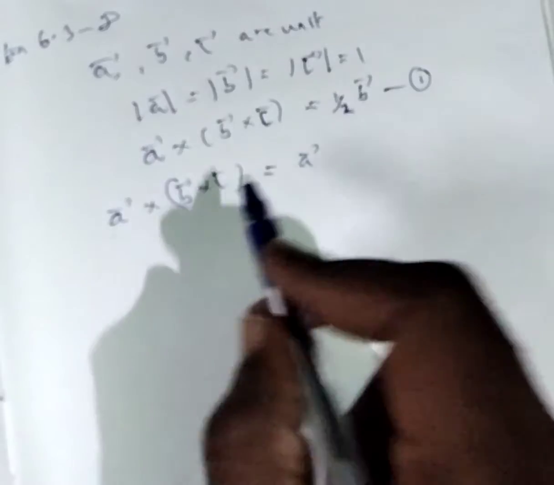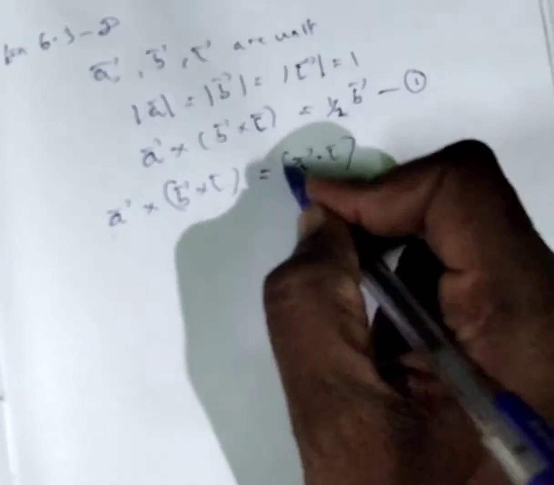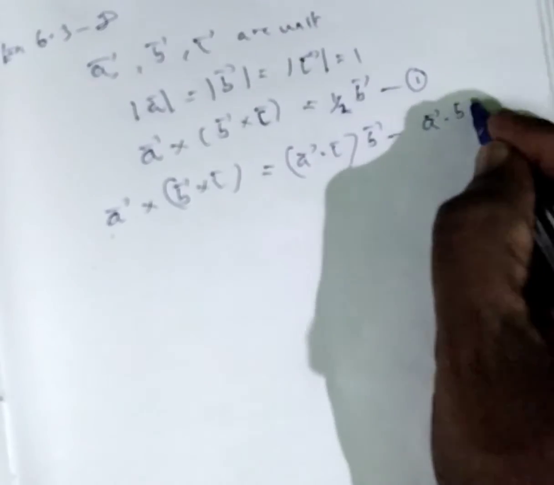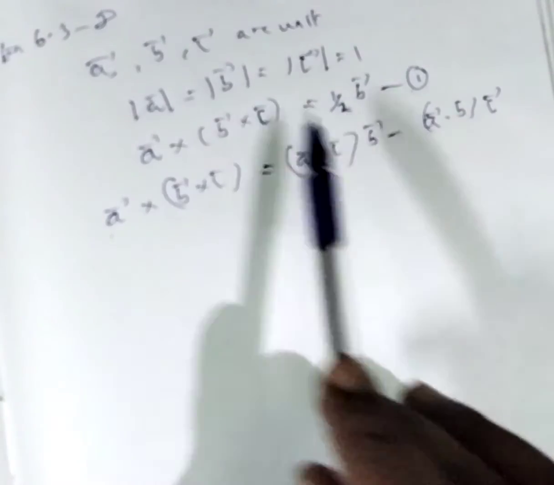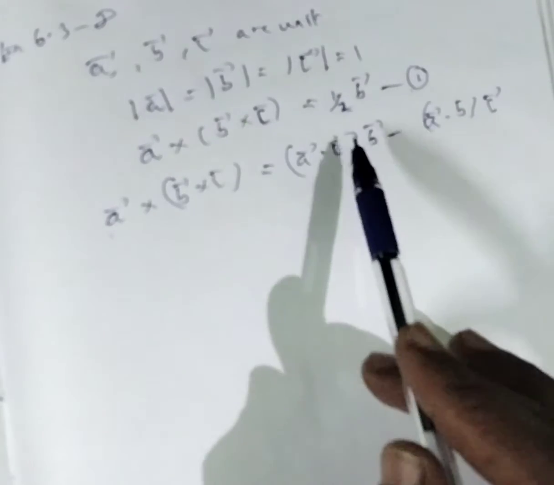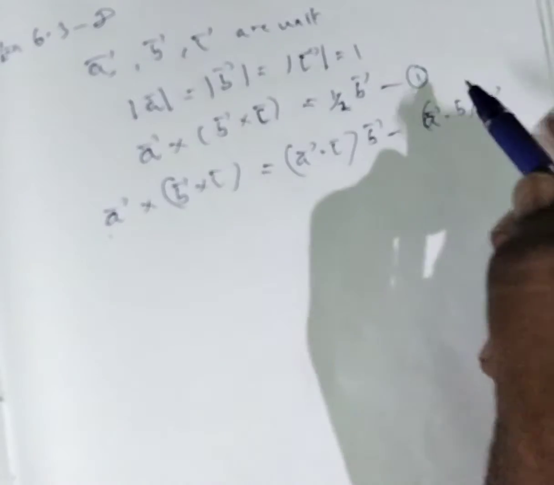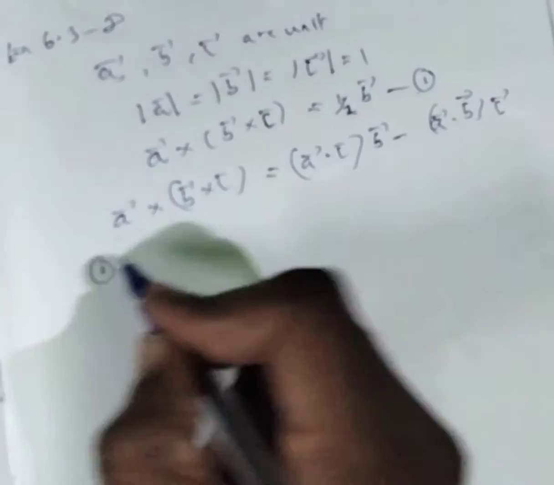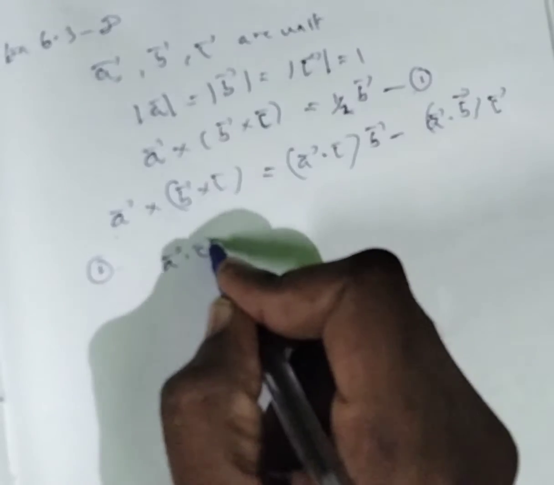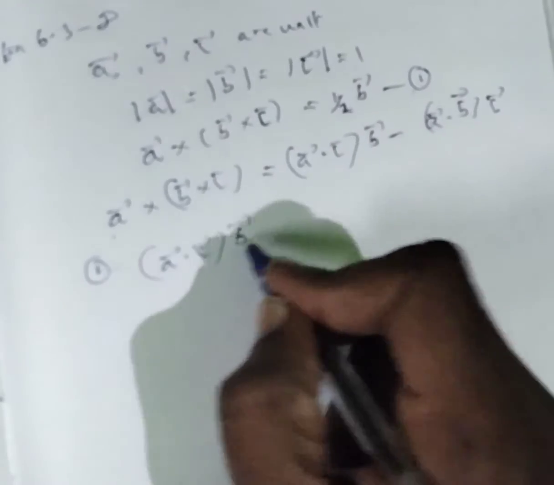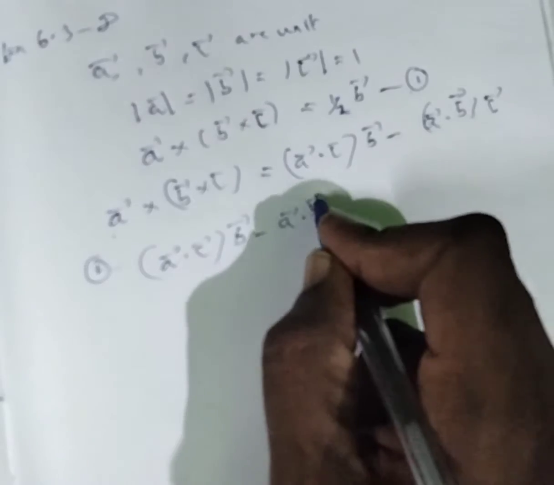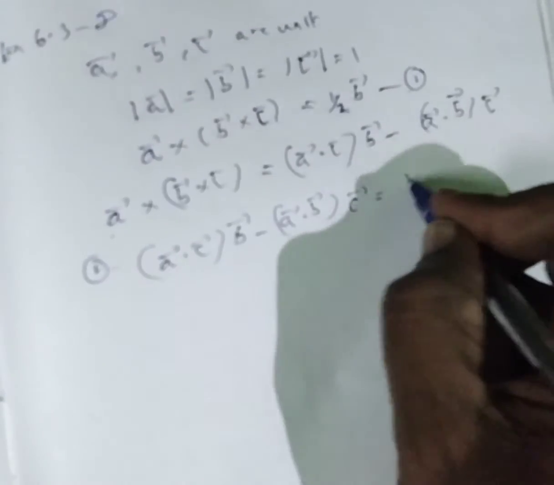The first term A vector dot C vector times the middle term B vector, then minus A vector dot B vector, then take C vector. So in equation 1, instead of the first part we can use that expansion: A vector dot C times B vector, minus A vector dot B times C vector. From equation 1, A dot C times B vector minus A dot B times C vector equals half into B vector.